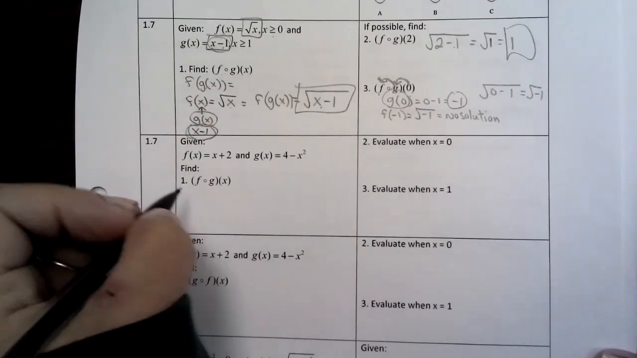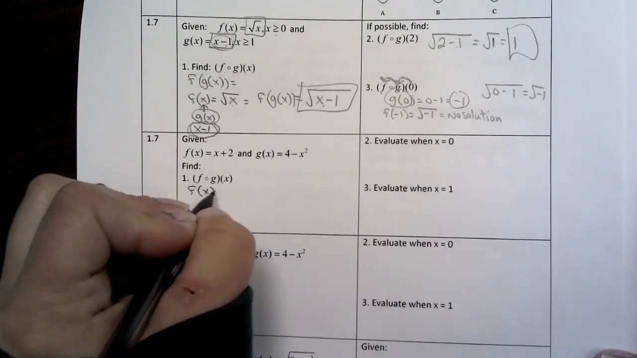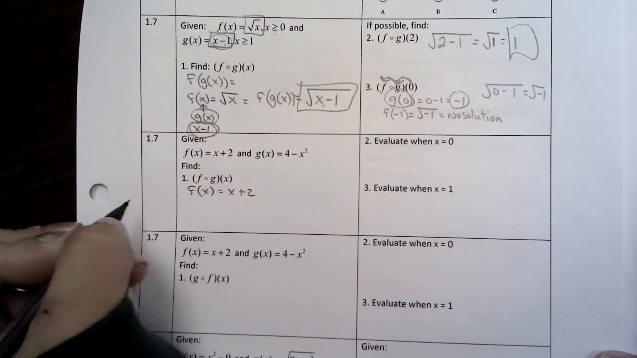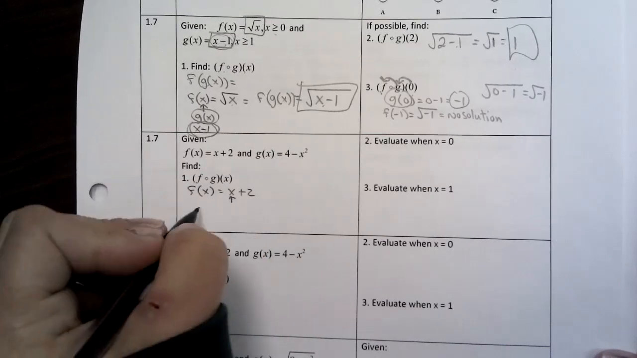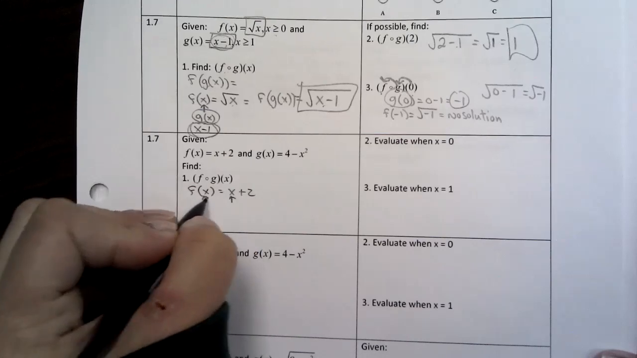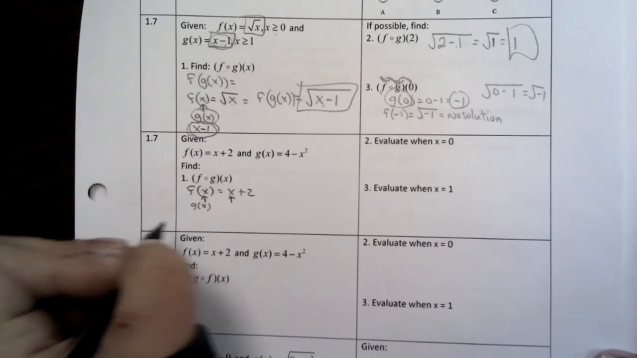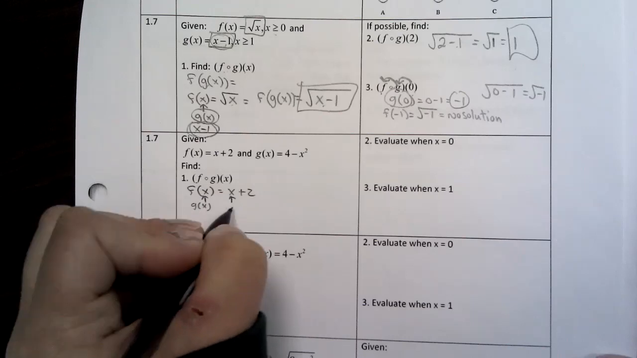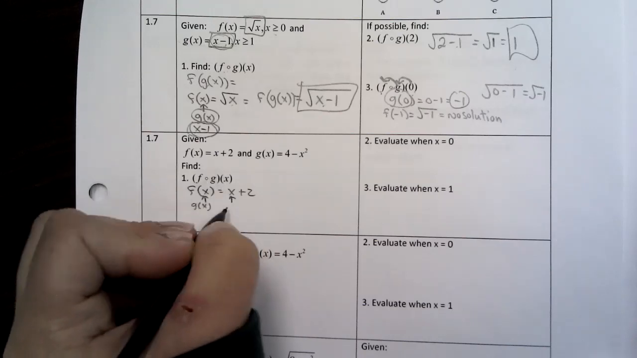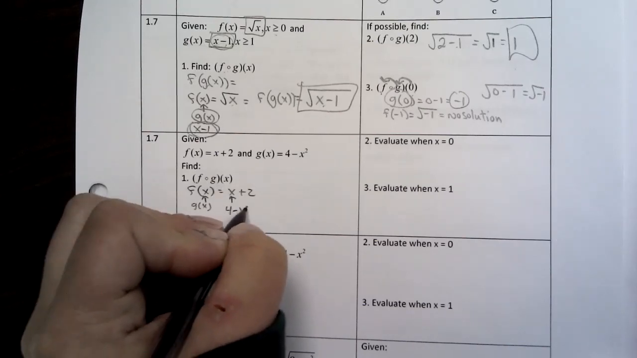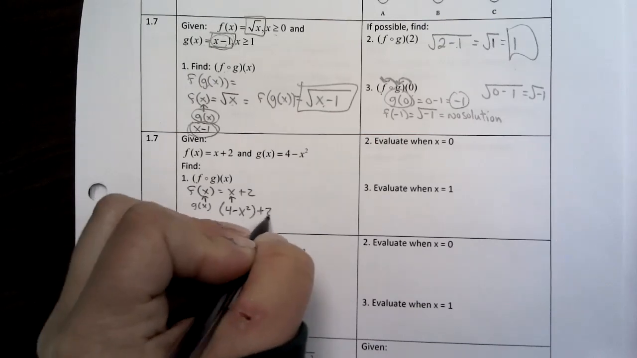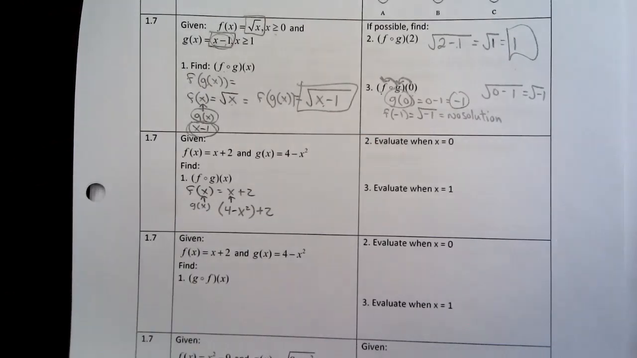Okay, so hopefully you paused this. So I'm going to do my f of x equals x plus 2. And anywhere I see an x, I'm plugging in my g of x equation. Okay, so really that's going to be x is 4 minus x squared plus 2.